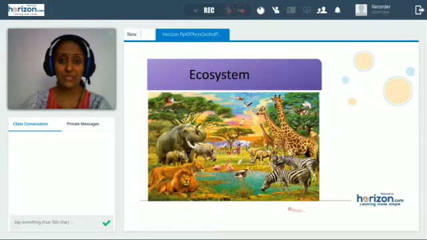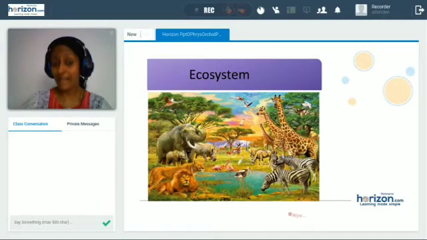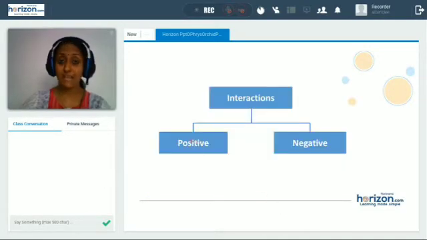Look at the given picture. You can find so many organisms here, isn't it? Do you think any of these organisms can live all by itself? No, isn't it? It's because all these organisms depend upon each other as well as interact with each other for their food, shelter, as well as other basic necessities of life. These interactions can be beneficial as well as harmful to the organism. So accordingly, interactions can be positive as well as negative.